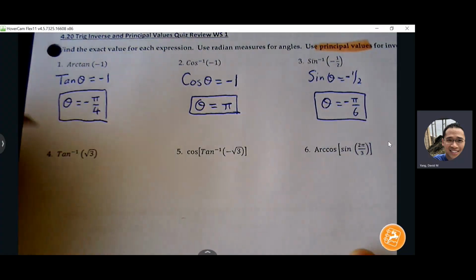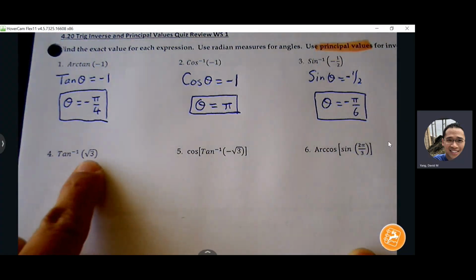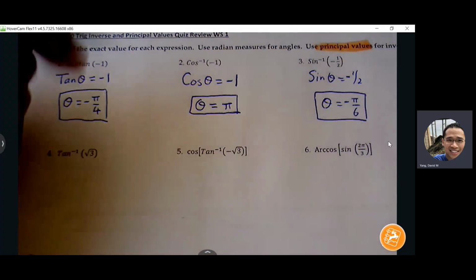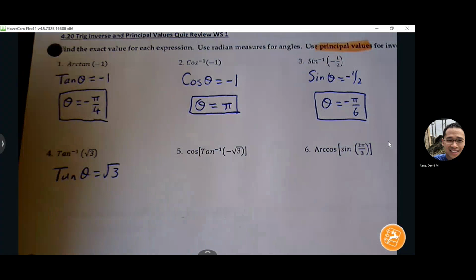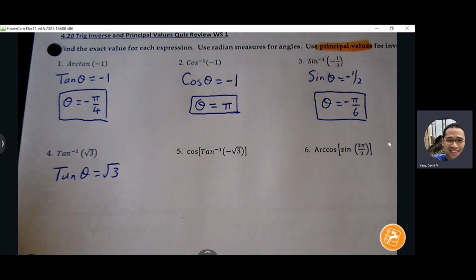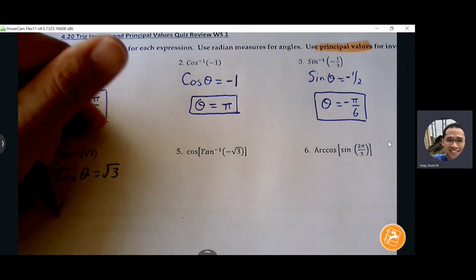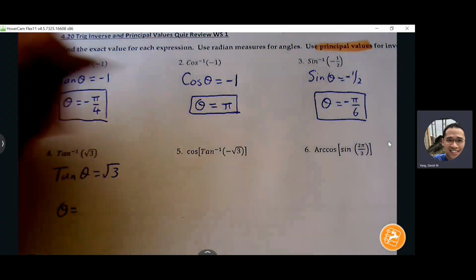Okay, inverse tangent of √3. Now this is a positive value, so that's easy, just first quadrant. So where is tangent equal to √3? Pi over 3.